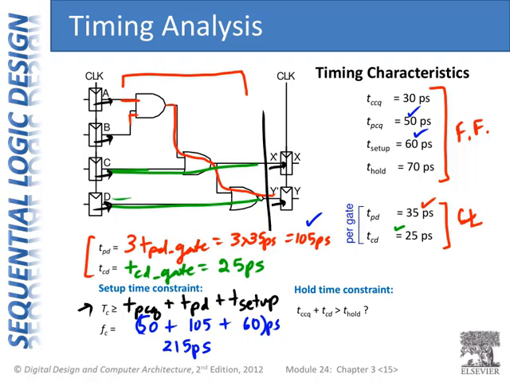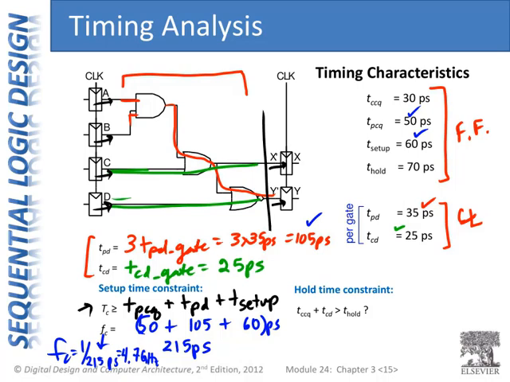What's the relationship between frequency and clock period or cycle time? Well, it's a one-over relationship. So the frequency is 1 over 215 picoseconds. It ends up being about 4.7 gigahertz.